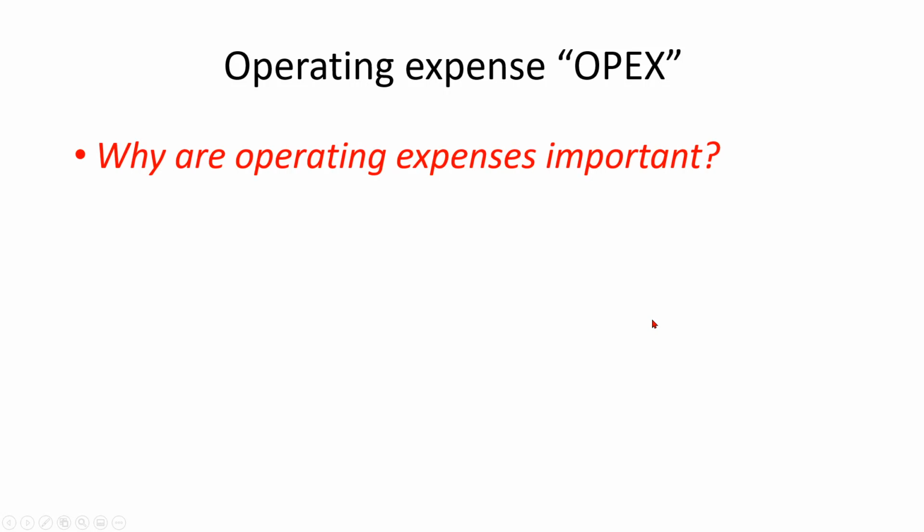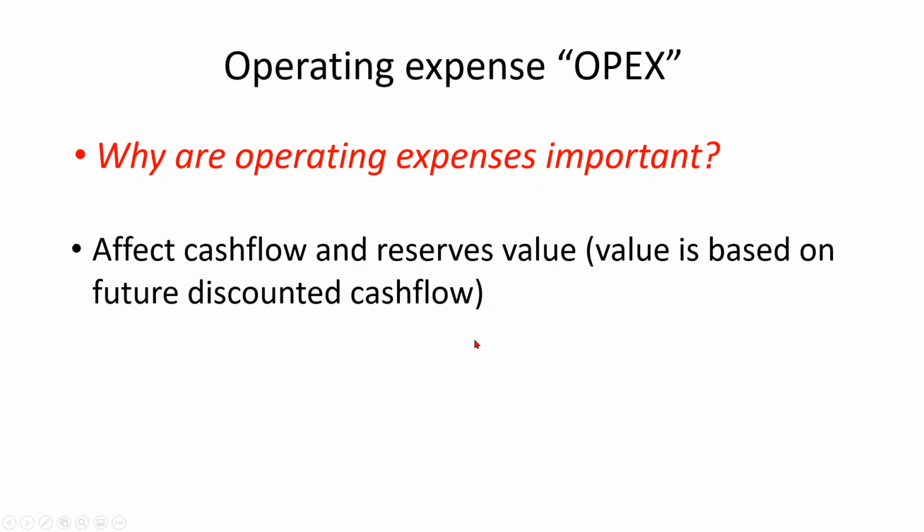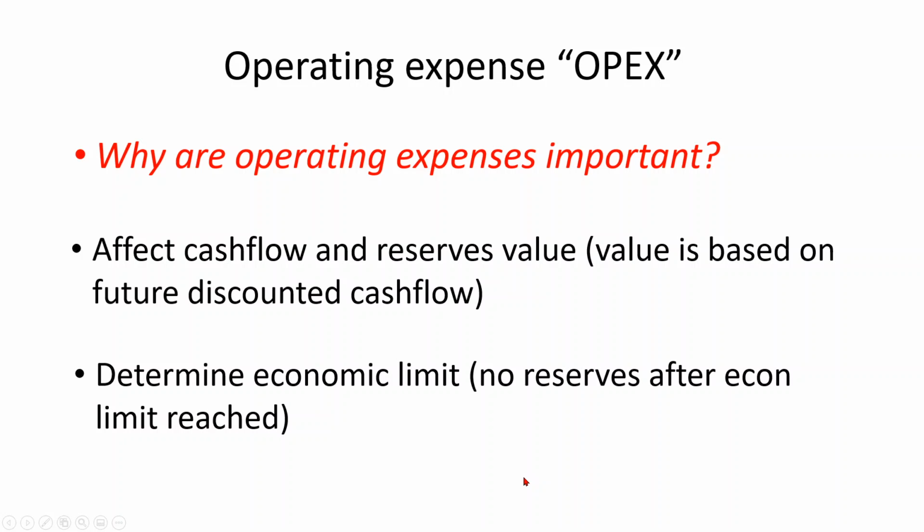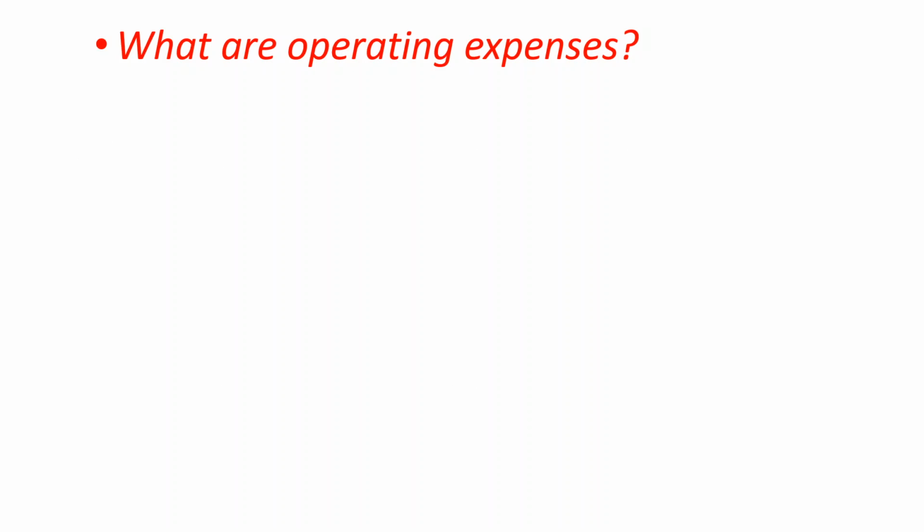But why are these expenses important? Because the operating expenses affect the cash flow and reserve value, because we're doing reserve value based on a future discounted cash flow. So you have to subtract out the expenses to get the cash flow. Also, the operating expenses for each well or field determine the economic limit, because there are no reserves after the economic limit has been reached.